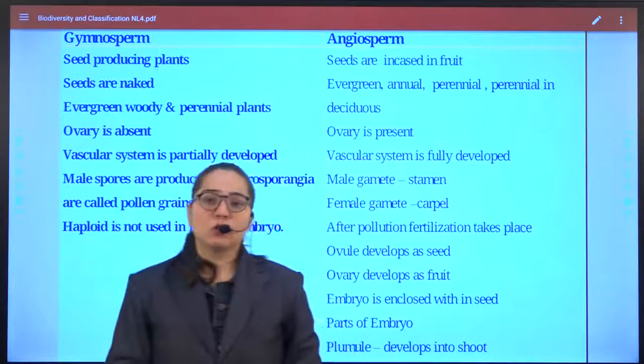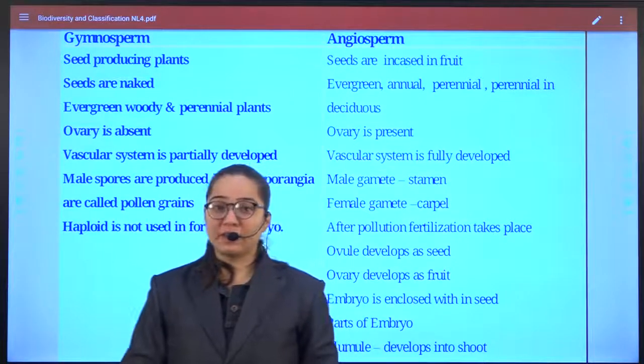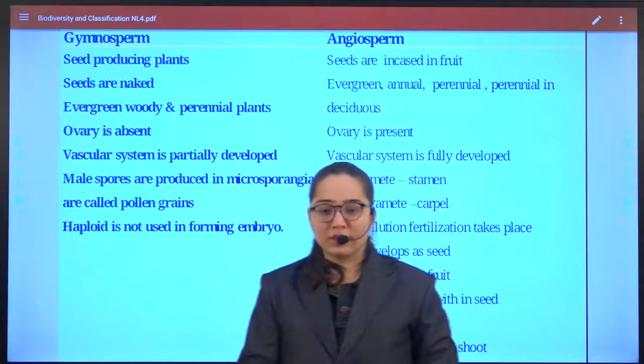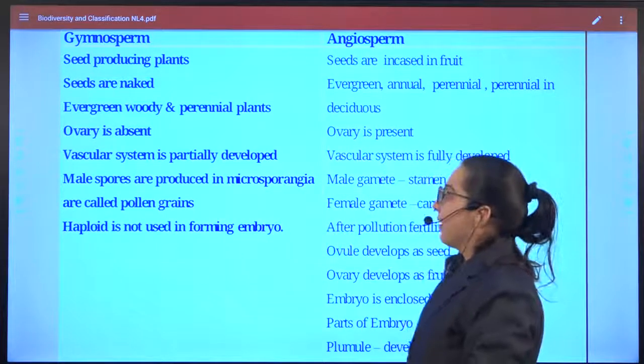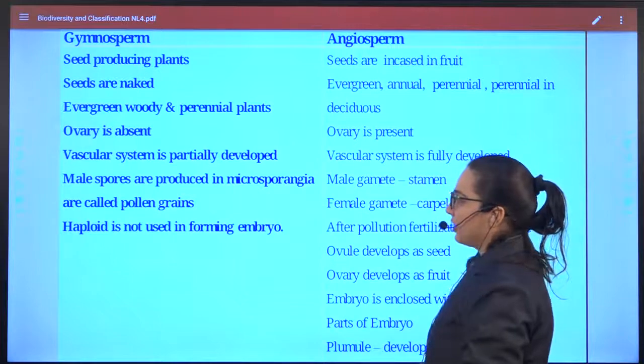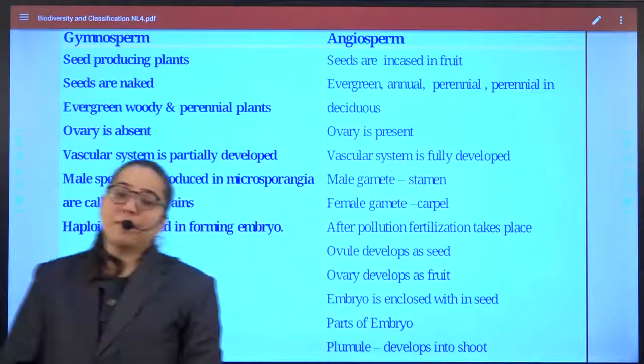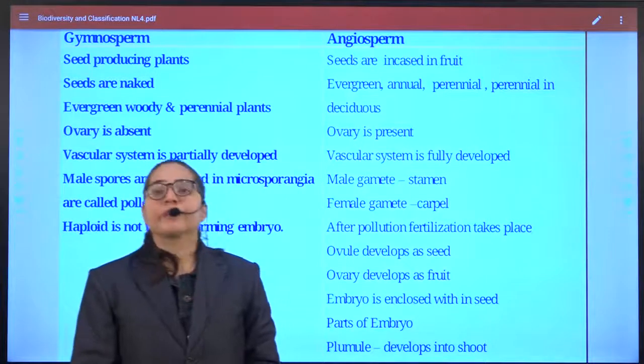The male spores are produced in sporangia. We have already discussed what that is, that red colored structure which you saw on the leaf. Male spores are produced in the microsporangia, and these are called pollen grains, and the haploid is not formed into an embryo, but it is stored as food.